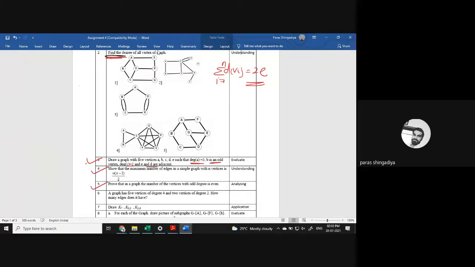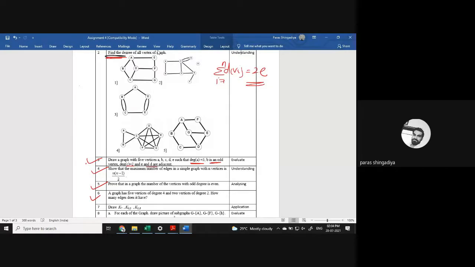And then question number 5: check that the number of odd vertices in a graph is always even. And have we done question number 6? Is it completed or not? Okay, up to 5 we have done. Is it clear? So let's start question number 6.